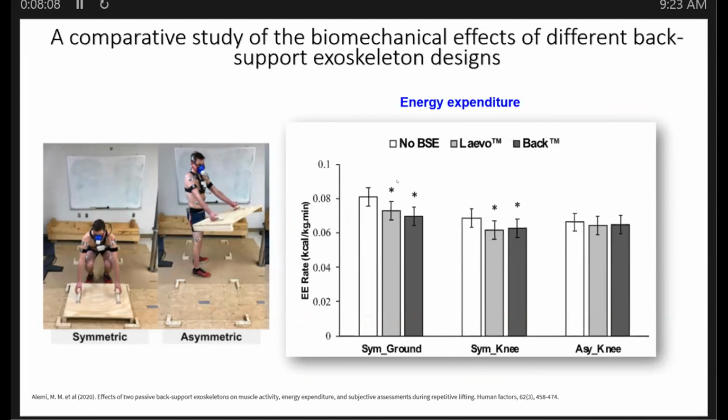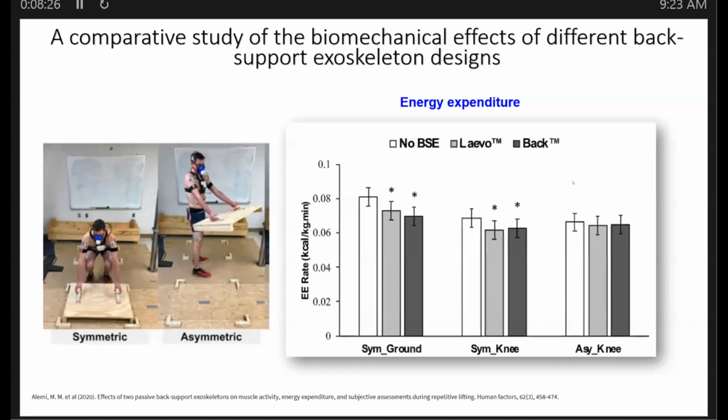And we observed that the passive back exos could reduce metabolic energy expenditure as well, generally in the 10 to 15% range, as long as the loads were symmetric. But as soon as asymmetric trunk twisting came about, you couldn't see those beneficial effects anymore.